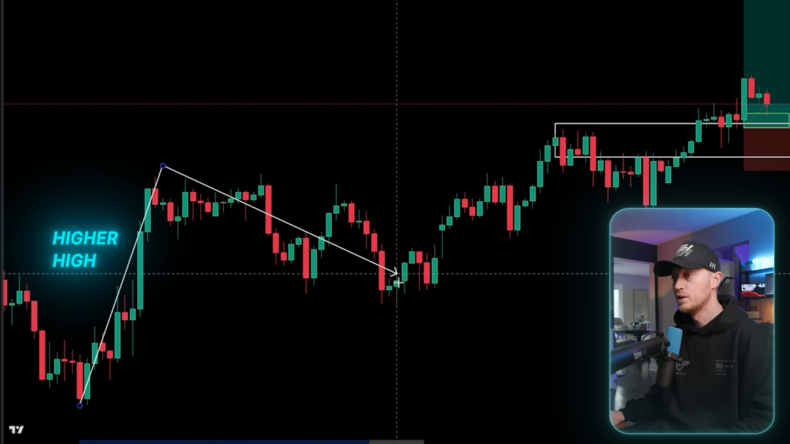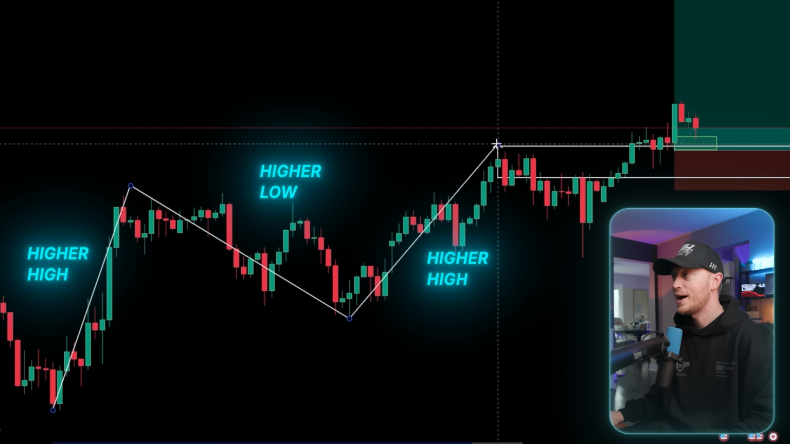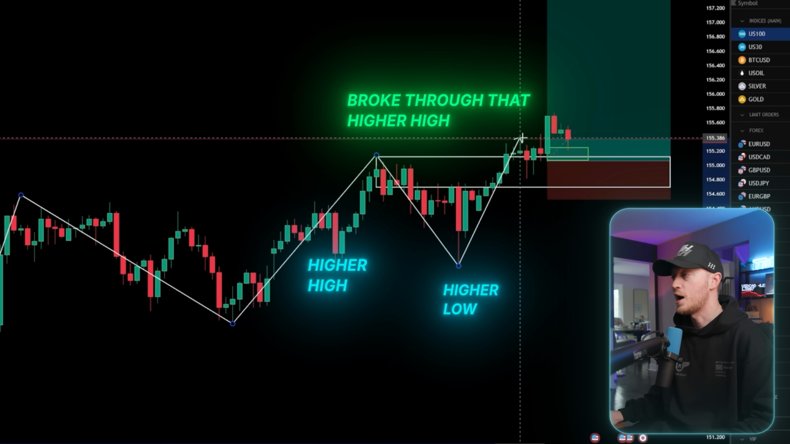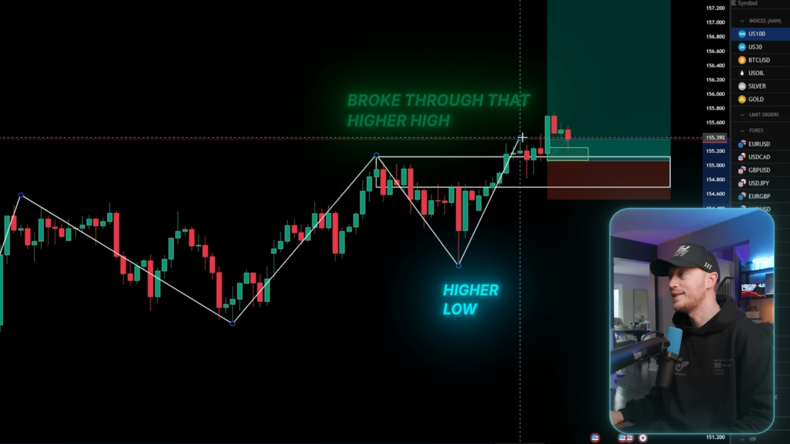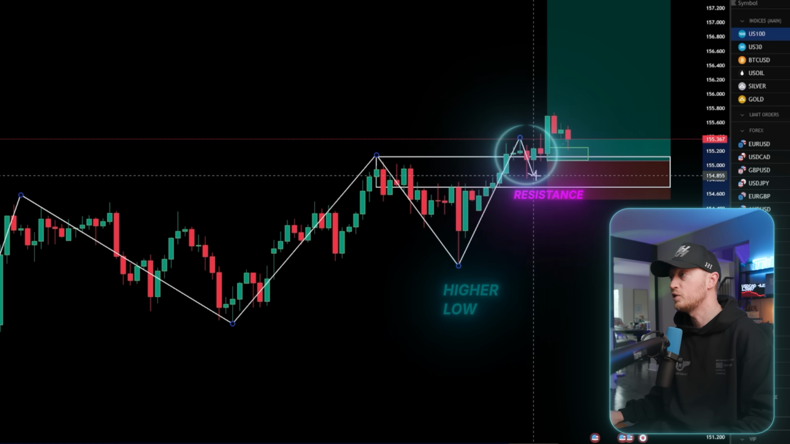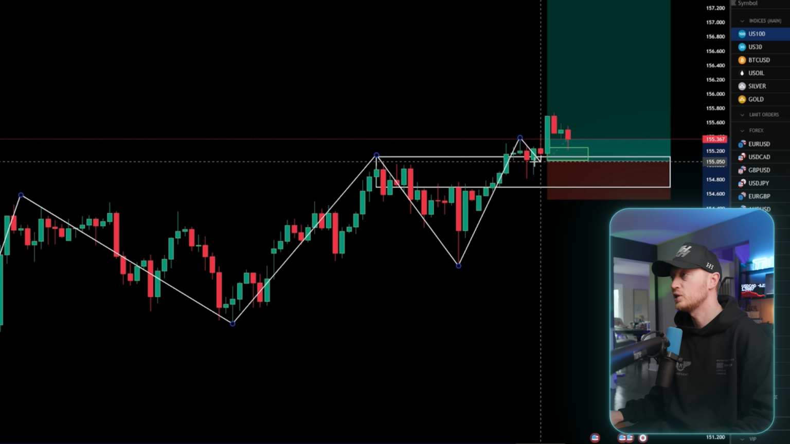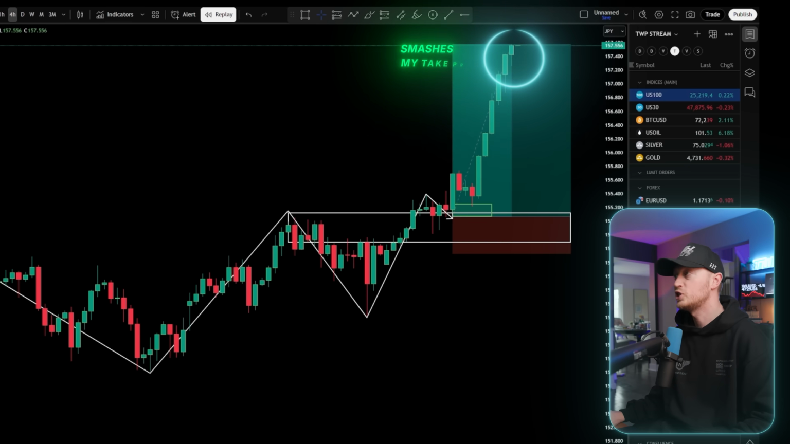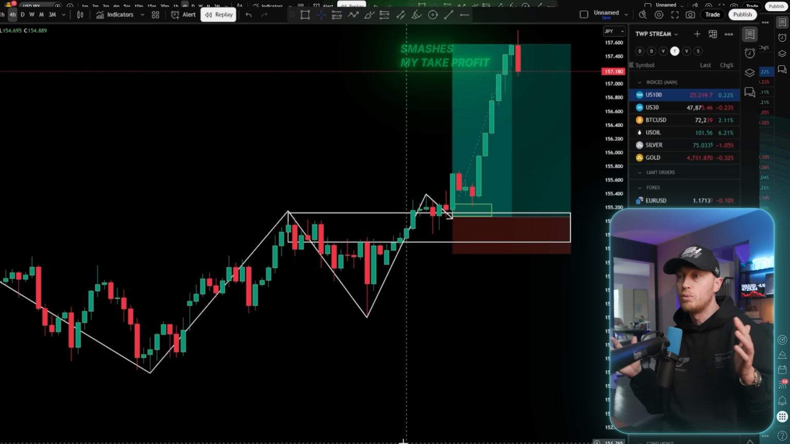So now if we come back to that higher time frame, you can see we had our higher high, our higher low, our higher high, our higher low. We broke through that higher high right there. We created that level of resistance. We started to get a reaction from this level right here. That's where I got my demand zone. And then I'm simply entering the trading position. And in this case, it went almost perfectly.